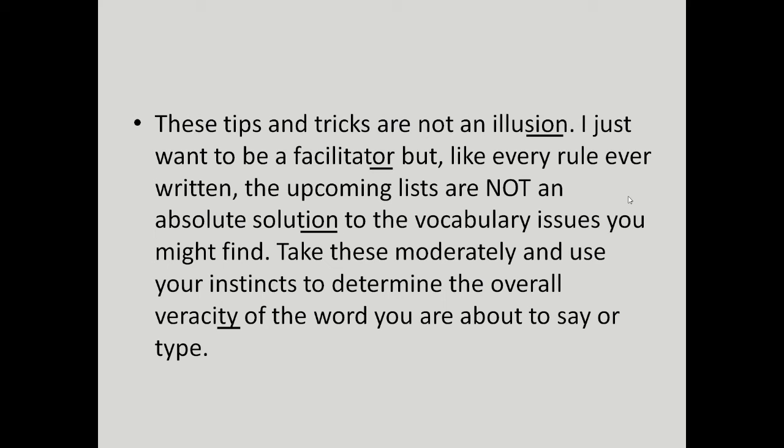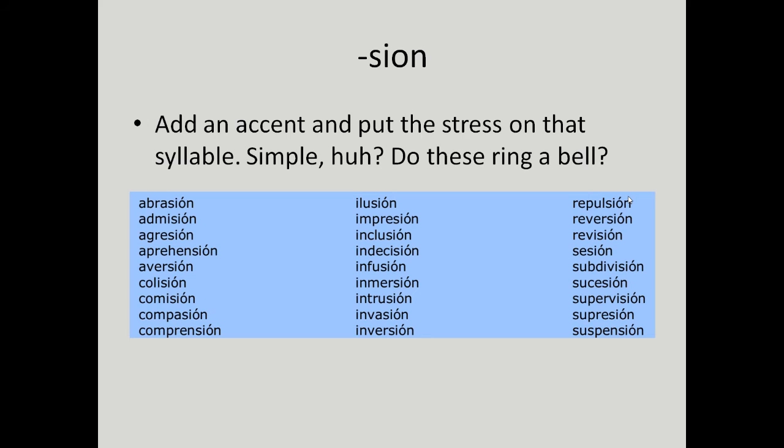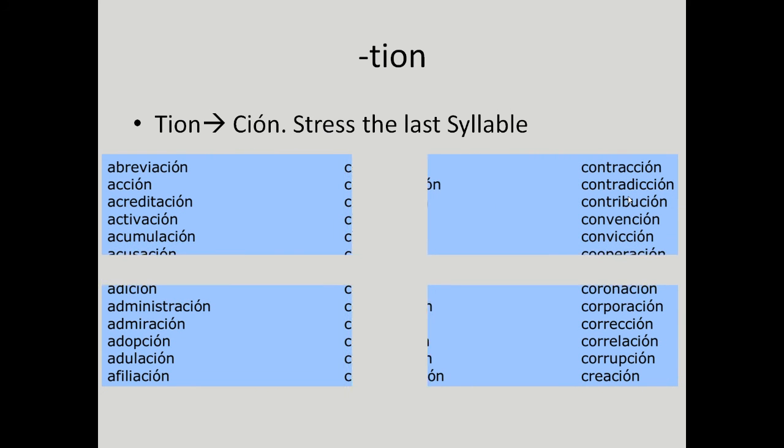So, suffixes. Well, most of the European languages have them one way or another, and English and Spanish are not an exception. That is why words ending in tion are pretty similar. Most of the time you just have to add the accent to the last O and put the stress on the pronunciation on the last syllable. With the tion termination, we change the T for a C and add an accent.